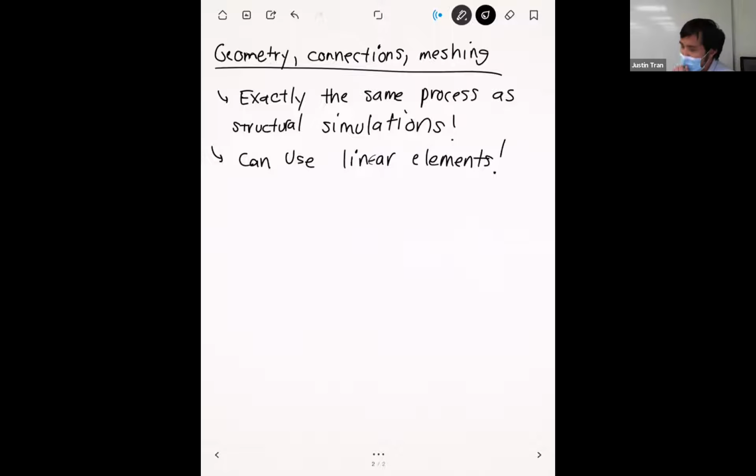And actually, I think for most cases, it's preferred to use linear elements versus quadratic elements. But at the end of the day, it doesn't make that big a difference, but linear elements are okay here. So you don't have to worry about shear locking or anything like that. But largely, outside of that, you can apply exactly the same process that you've done for structural simulations.